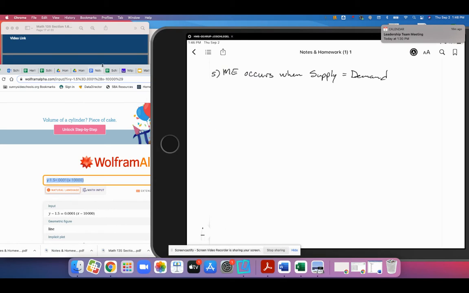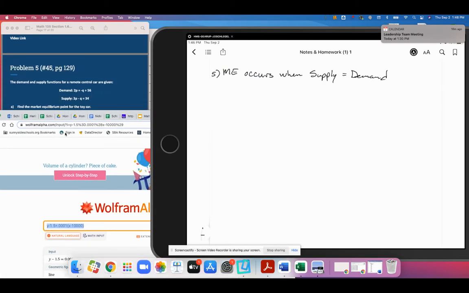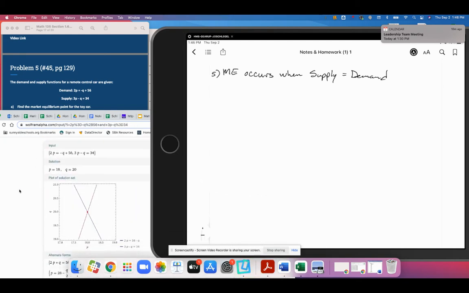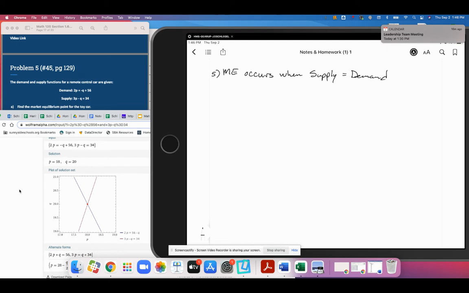Okay, so we have a demand function of 2p equals negative q plus 56. We'll separate these two equations by the word "and", then 3p minus q is equal to 34. So we end up with p being 18 and q being 20. The price is 18 and the quantity is 20.